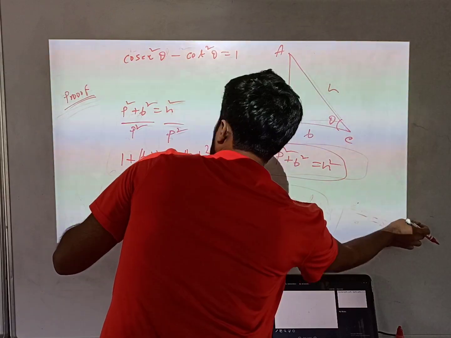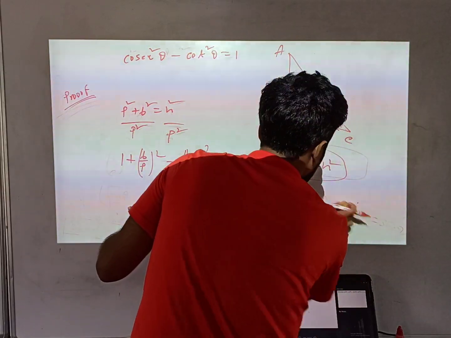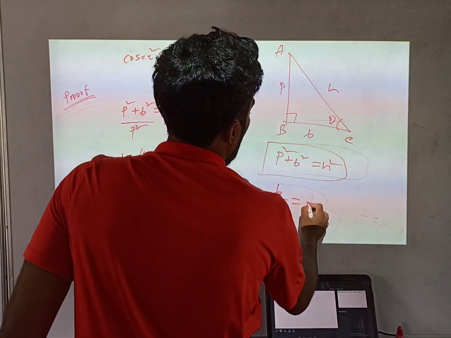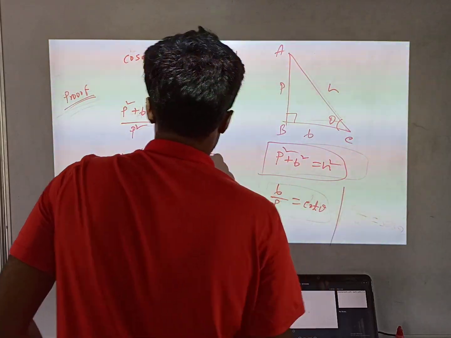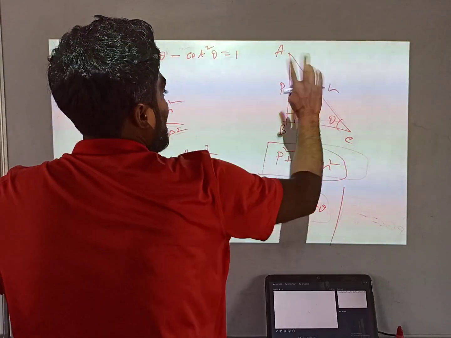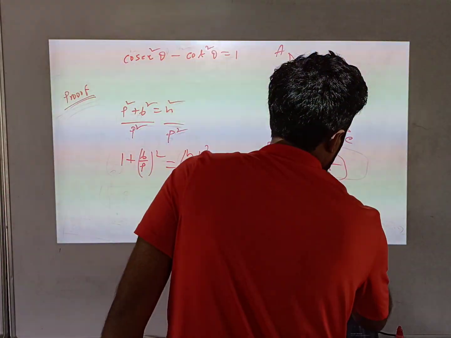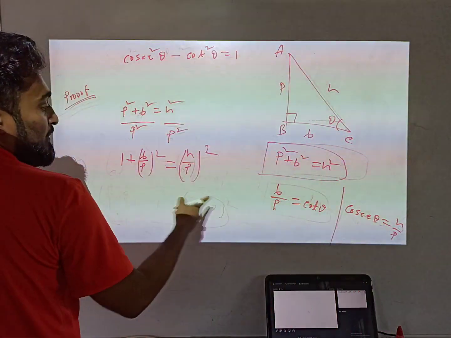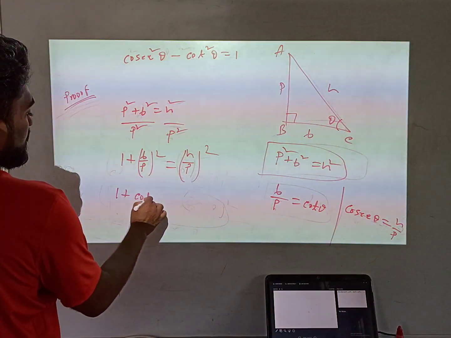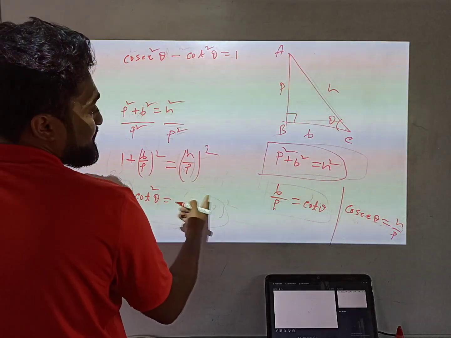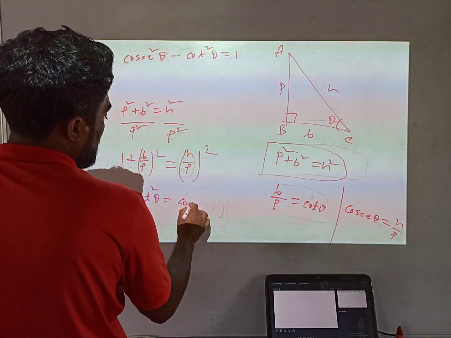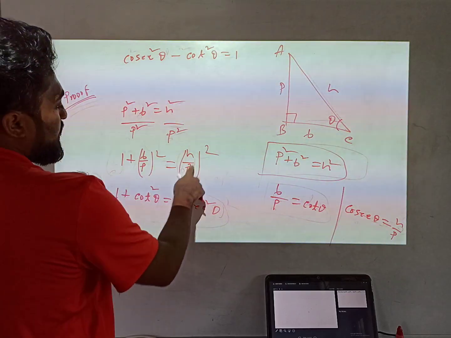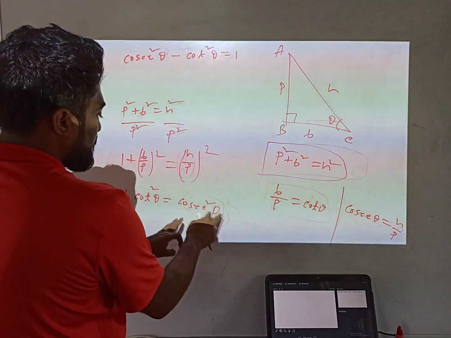Let us see what b by p actually is. You remember p by b is tan theta, so b by p is cot theta, the reciprocal of tan. And h by p: p by h is sine, so h by p is cosec theta, the reciprocal of sine. So in place of b by p I will write cot, so 1 plus cot square theta, and h by p is cosec, so cosec square theta. Got it? So (cot theta) whole square is cot square theta, and (cosec theta) whole square is cosec square theta.